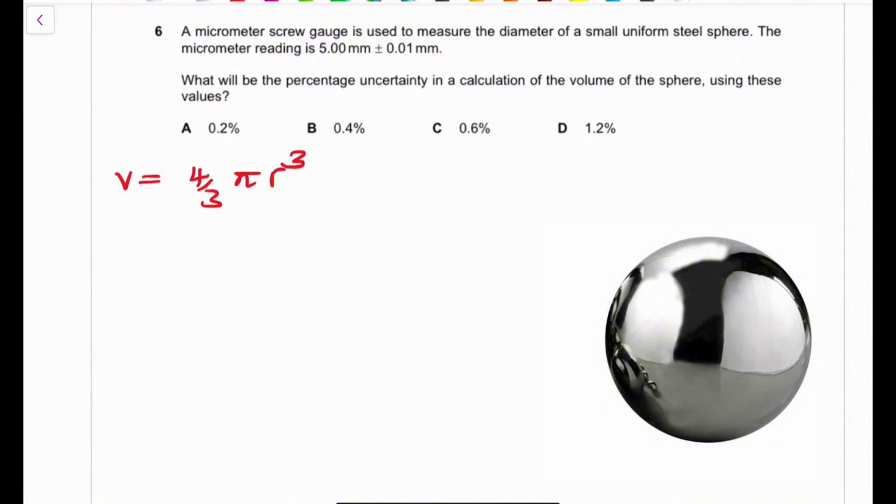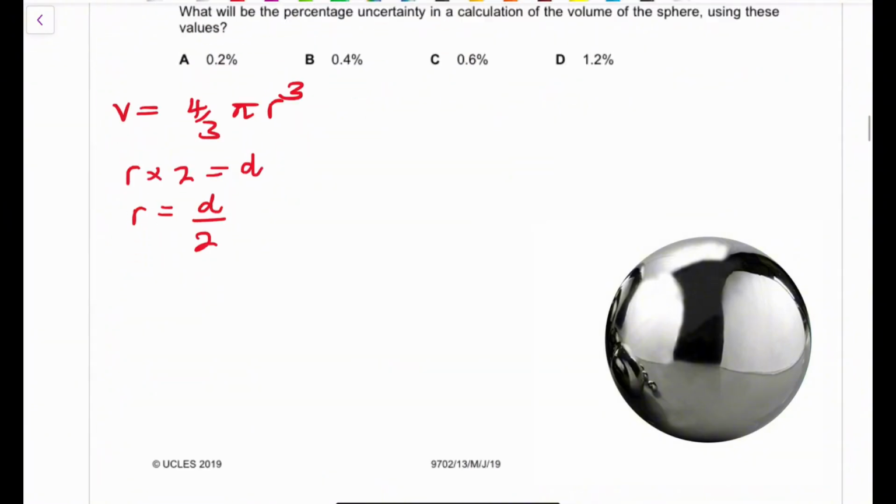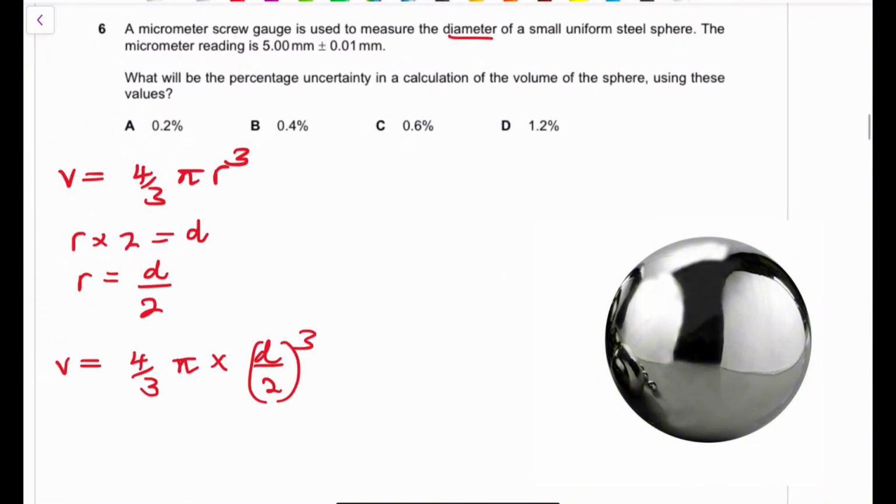So we're going to use the diameter during the computation, because this micrometer screw gauge is going to measure the diameter, and our goal is to find the percentage uncertainty in the calculation of the volume of the sphere. So we know that the radius times 2 is going to be the diameter. So the radius is going to be the diameter divided by 2. So if we go in that calculation, V is going to be 4 over 3 pi times D over 2 cubed. So how do you find the percentage uncertainty in V?